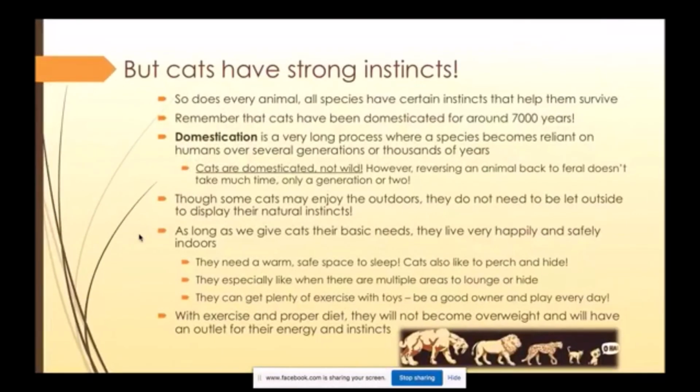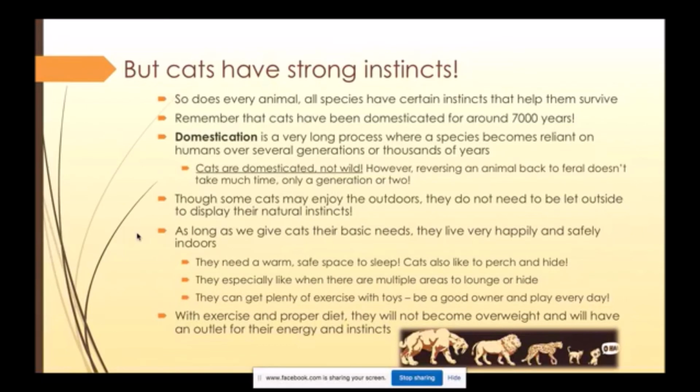So if you still are thinking, well, cats are wild and cats have strong instincts and my cat can figure out how to navigate cars going 50 miles an hour, which is highly doubtful, but if you're still thinking that you know best, that cats should be able to go outdoors, you're right that cats are more wild than certain other domesticated animals, but they are still domesticated. And every animal has strong instincts that help them survive.